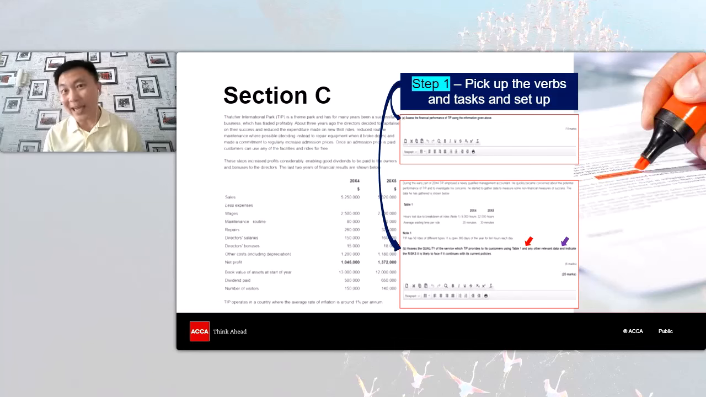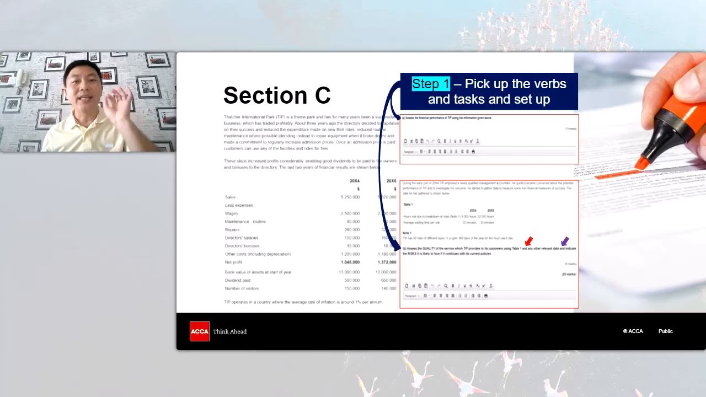Take a look at the other end, the purple arrow. This time, what do you notice, guys? Do you see a verb over there? Yes, there's a verb, and the verb is indicate. So that is another part of the task that you have to respond to. This is what I meant by step 1 when you pick up the task in section C.